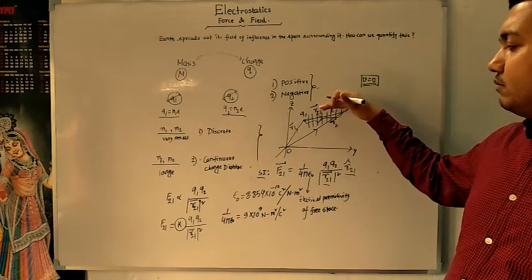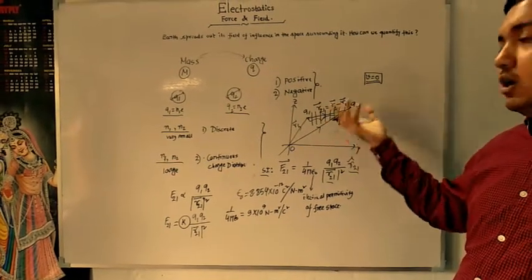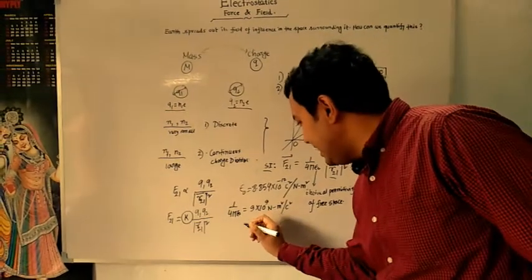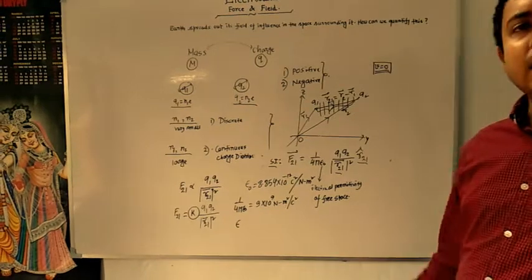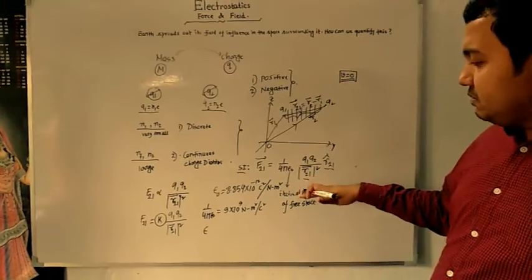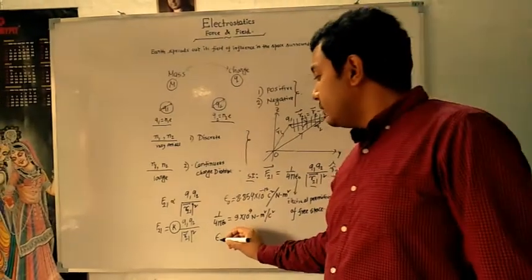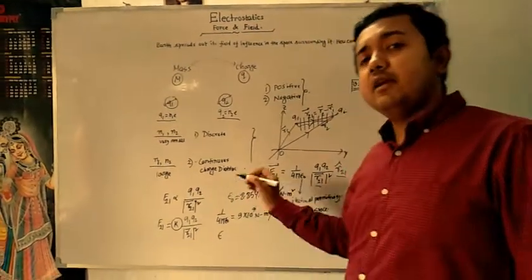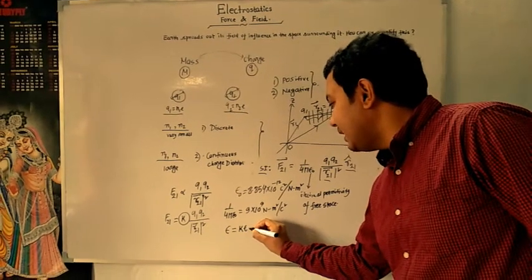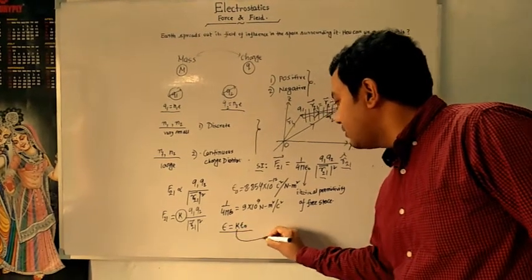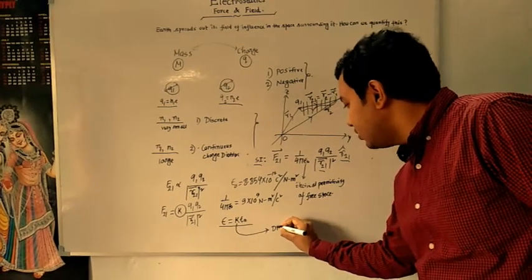If the medium or the intermediate space between the two charges is filled up with any other medium, then we can write the constant as epsilon, and epsilon is called the electrical permittivity of that particular medium, where the relation between epsilon and epsilon naught is epsilon is equal to k times epsilon naught, and k is called the dielectric constant of that medium.